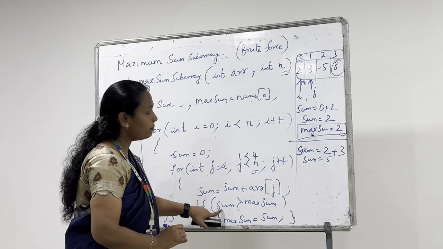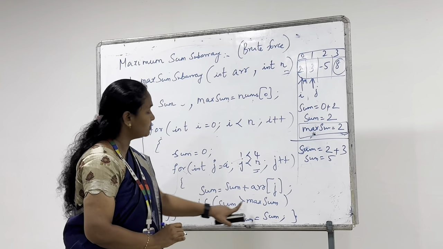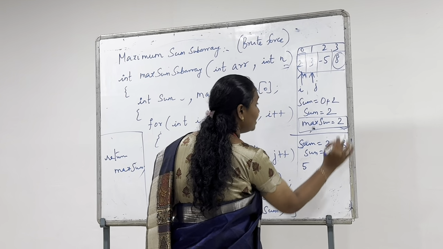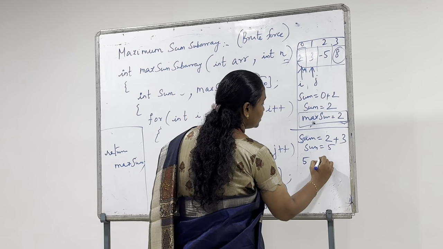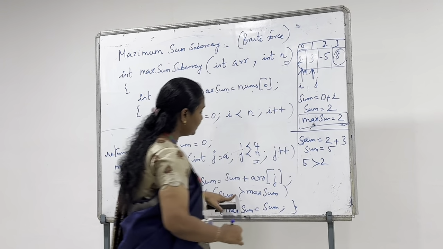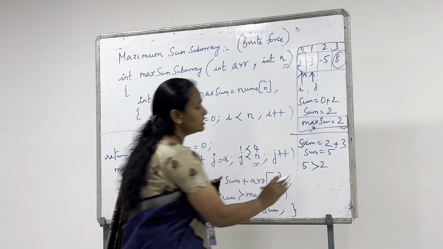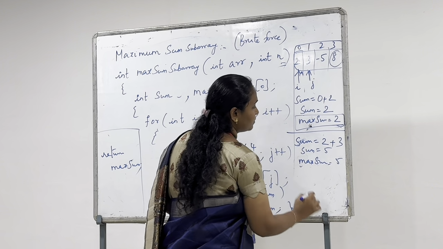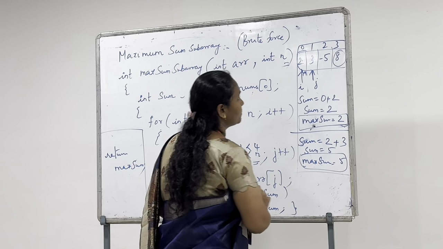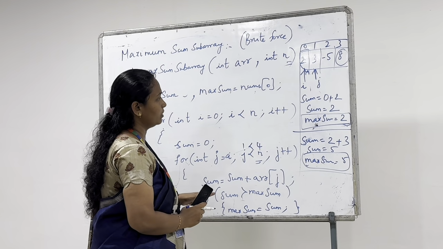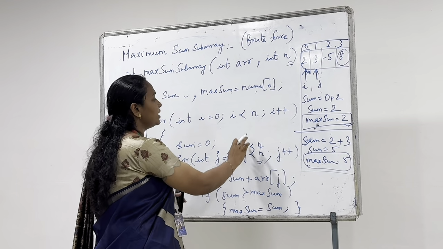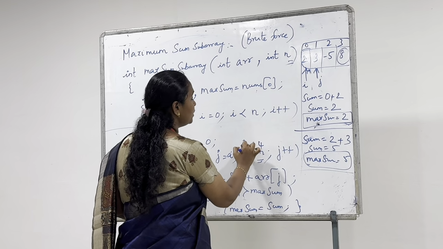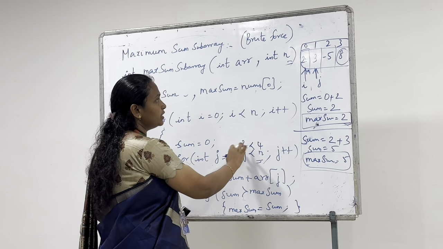Okay. Now compare the current sum with the maximum sum. We need to compare the current sum 5 with the previous maximum, which is 2. This is greater. So if it is greater, change the maximum sum to 5. So this is the maximum sum now. Okay. And for the next iteration, j gets incremented, it is 2.